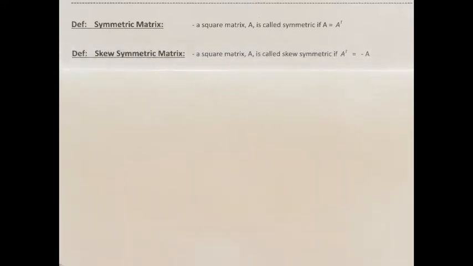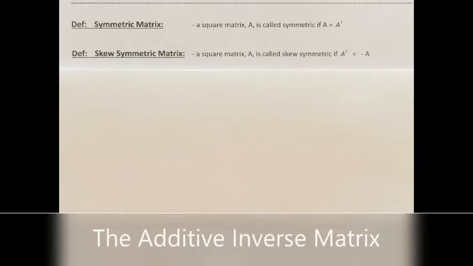We're going to talk about a symmetric matrix. A square matrix A is called symmetric if matrix A equals A transpose. That's what A to the T stands for. But there's also another type of matrix when we're talking about symmetric matrices, and that is skew symmetric. A square matrix A is called skew symmetric if A transpose equals negative A.